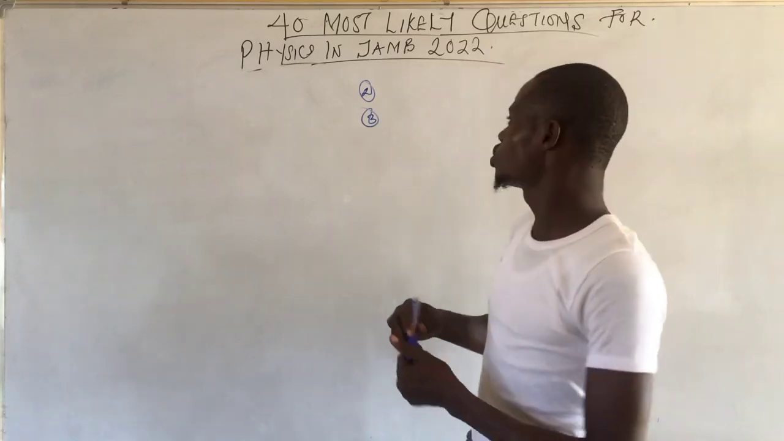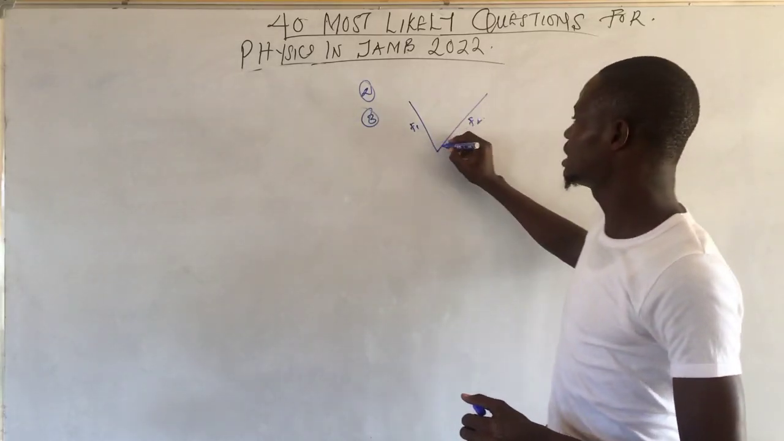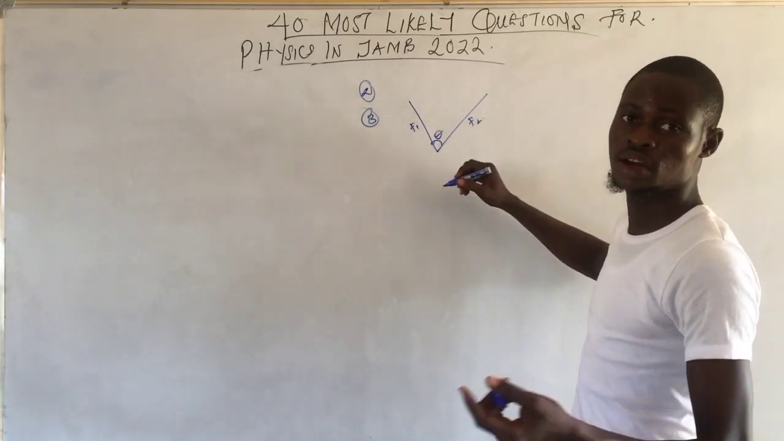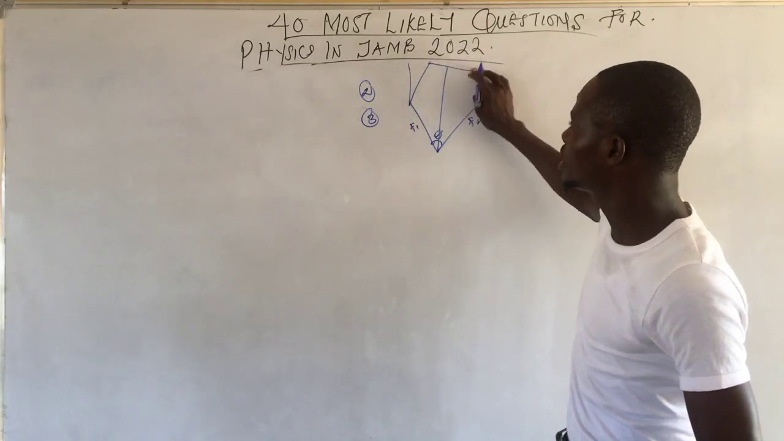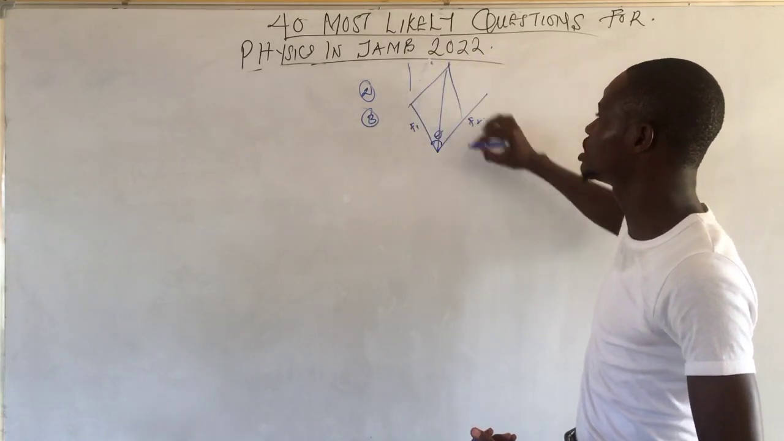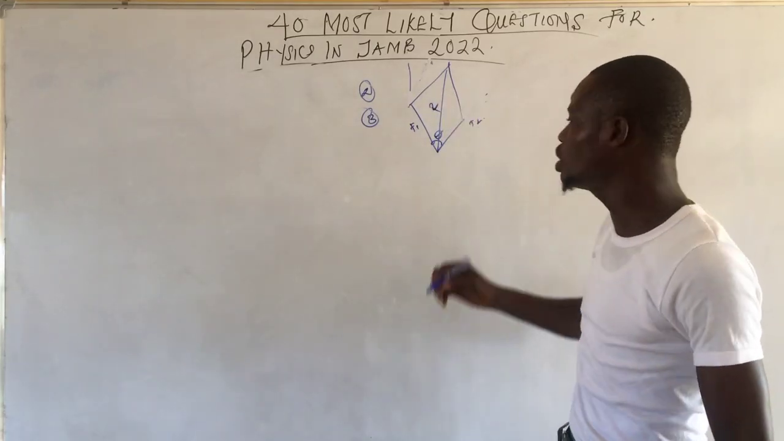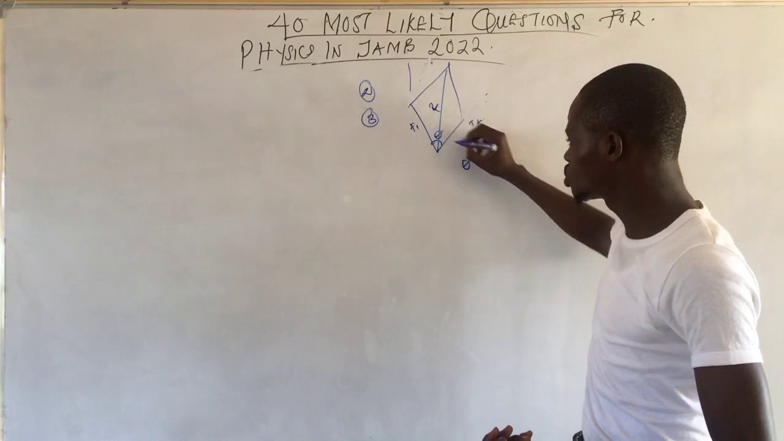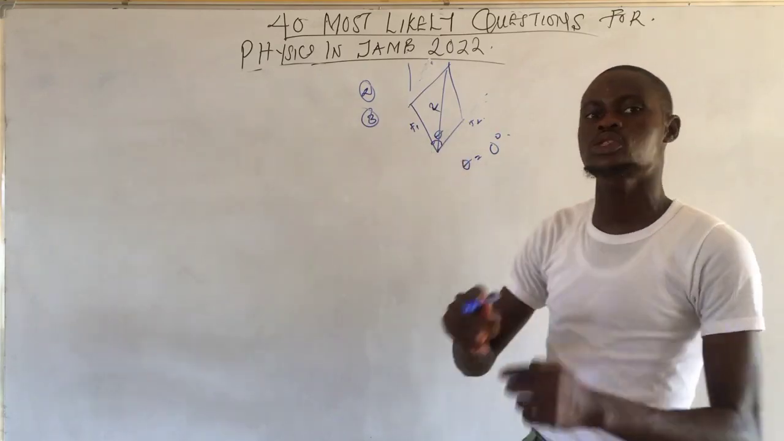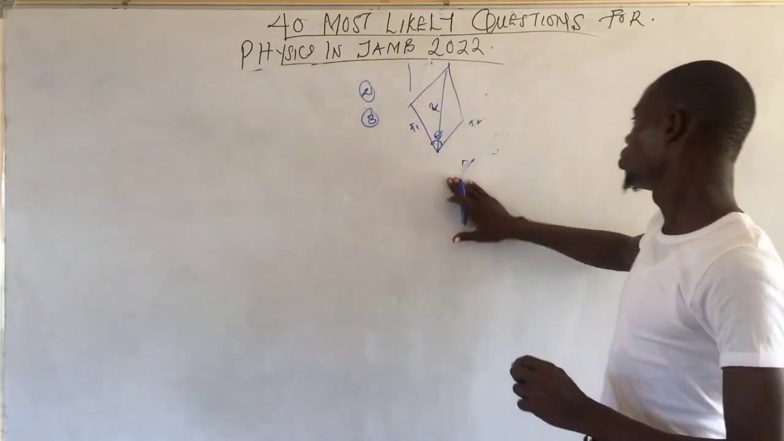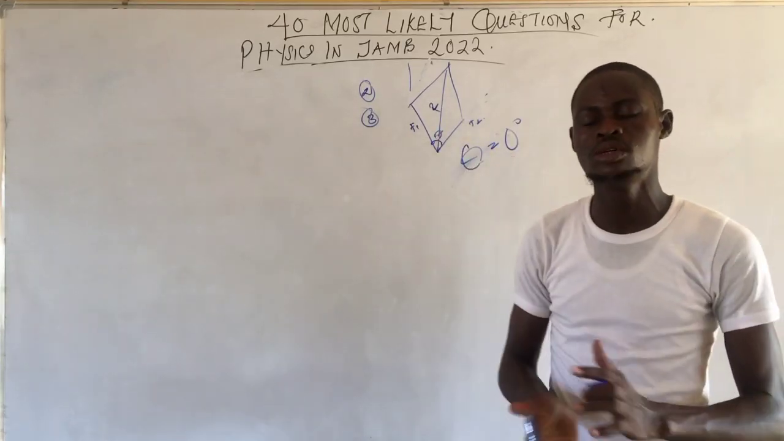Now, when two forces, let me say force F1 and force F2, are acting, they act at an angle to each other. The resultant of these forces is the diagonal of the parallelogram they form. The diagonal of this parallelogram indicates the resultant of these two forces. But the resultant will be maximum only if the angle theta formed between them is equal to 0 degrees. When the angle between the two forces equals 0 degrees, we will have our resultant to be the maximum resultant.